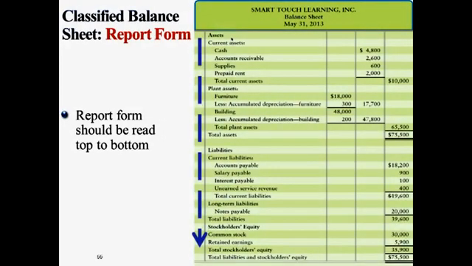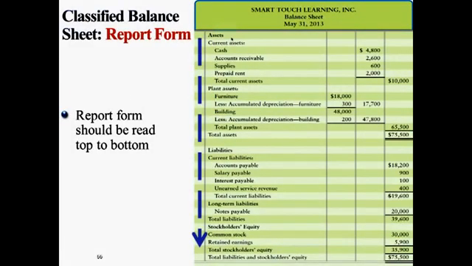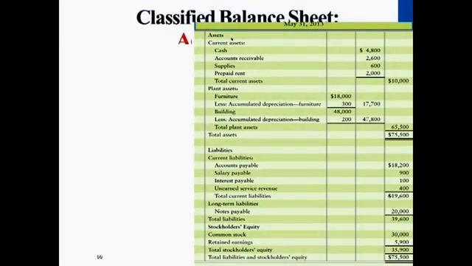Okay, but it still has the upper part assets. We start from assets and again classify them into current and long-term. Then you have liabilities, also current and long-term, and equity. All the information is the same. It's just either from left to right or from top to bottom. So you just have to know that there are two differences. For your homework, I'll be focusing more on the account form. Okay?